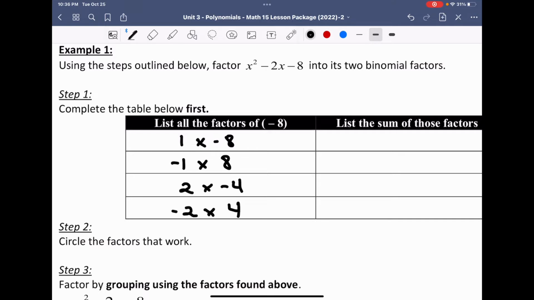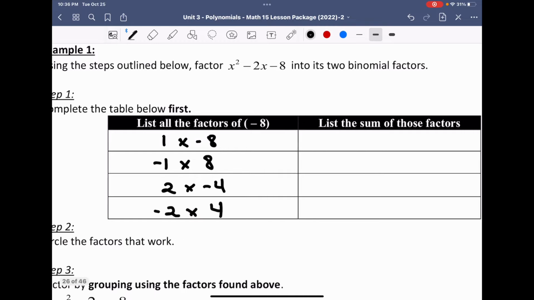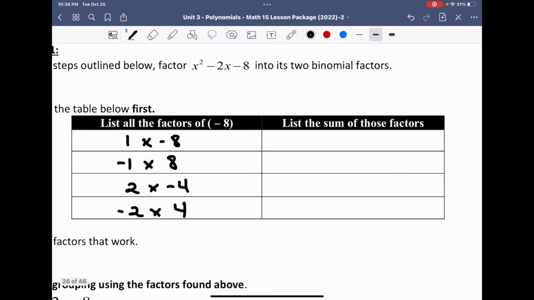All of these things will multiply to make 8. Now, I want to add together these two numbers instead. So 1 minus 8 is equal to negative 7. If I go negative 1 plus 8 is positive 7. 2 plus a negative 4 is negative 2. And finally, negative 2 plus a 4 is equal to positive 2.